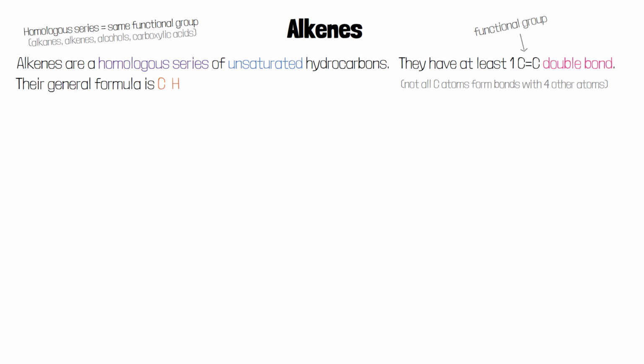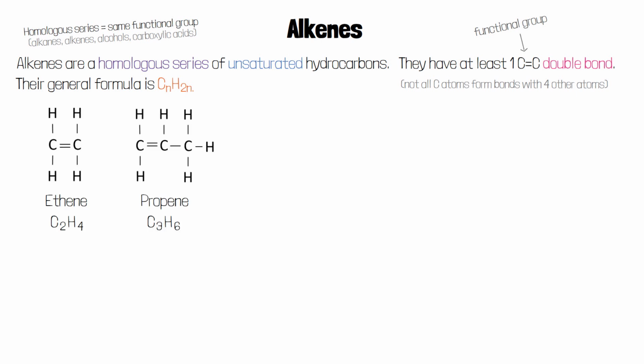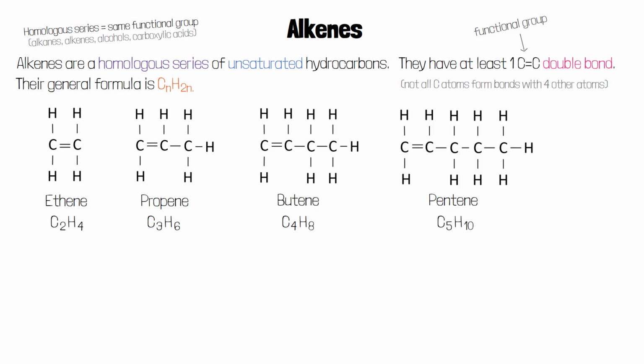The general formula for an alkene is CnH2n. That means for every carbon atom, there'll be twice as many hydrogen atoms. The first 4 alkenes are ethene, propene, butene, and pentene.